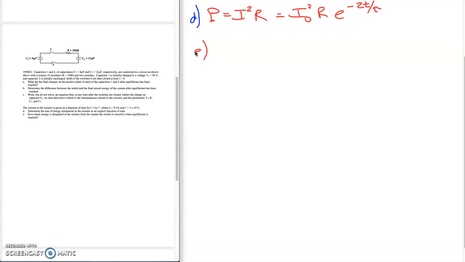Part E, how much energy is dissipated? Well, in order to figure that out, you can do one of two things. Number one, you could go back to part B. The total amount of energy dissipated is minus 3750 microjoules.